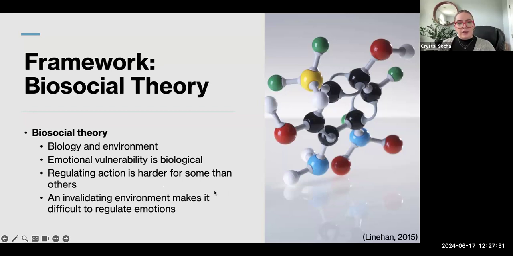And with that, the final piece of this biosocial theory is that an invalidating environment makes it difficult to regulate emotions. So all of these pieces together, both biology and environment, do impact the way that we are seeing individuals and the experiences that happen for them.